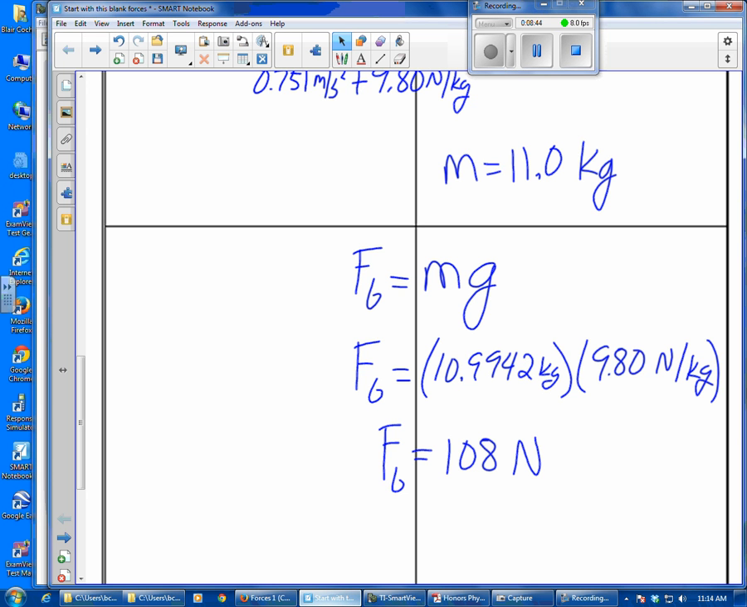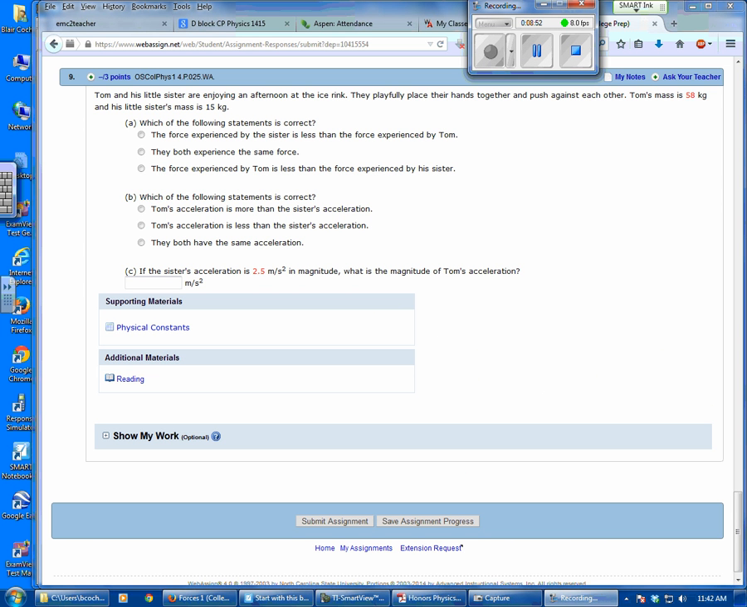So let's see if those are right. All right, I'm going to start on number 9. I'm not going to do A and B. Of course, A tests whether or not you understand what Newton's third law is, and B, whether or not you understand what Newton's first law is. So they're good on that. So I'm going to go on to number 9, part C, where it asks about Tom's acceleration.